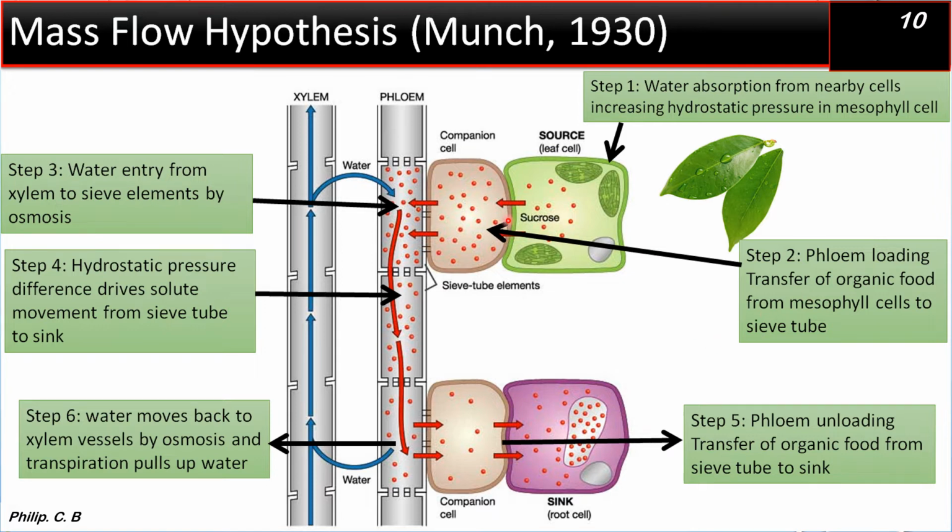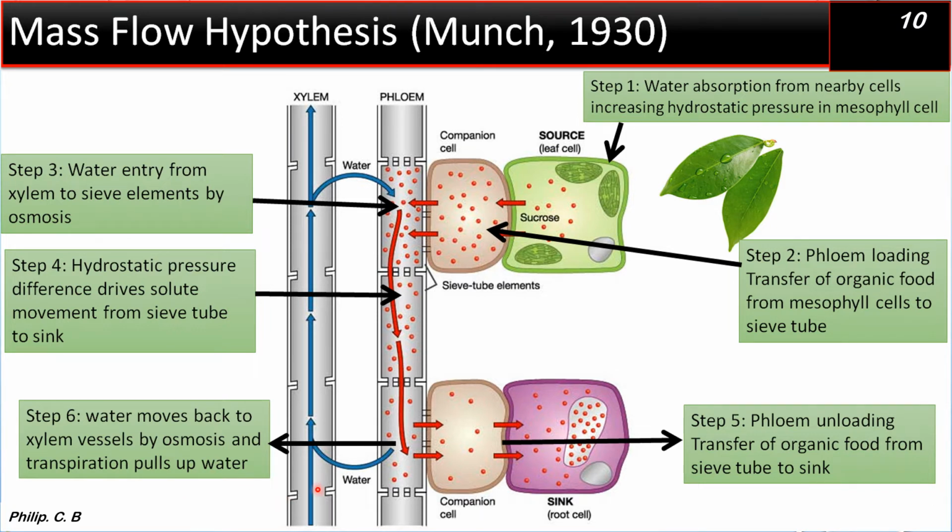The second step, just as you saw phloem loading taking place, is the transfer of organic food from mesophyll cells to the sieve tube, that is from here to here. Then the third step, as I mentioned, water entry from xylem to sieve elements by osmosis. Step 4, which you can see here, hydrostatic pressure difference drives solute movement from sieve tube to the sink region where it has to reach. Step 5, phloem unloading, transfer of organic food from sieve tube to sink. Then step 6, water moves back to xylem vessels by osmosis and transpirational pull up water.